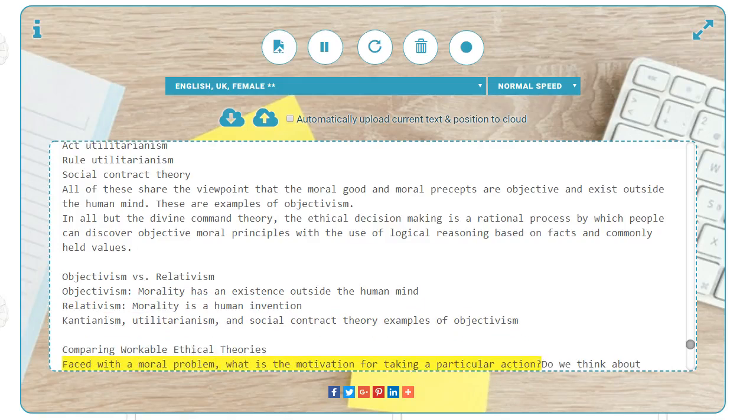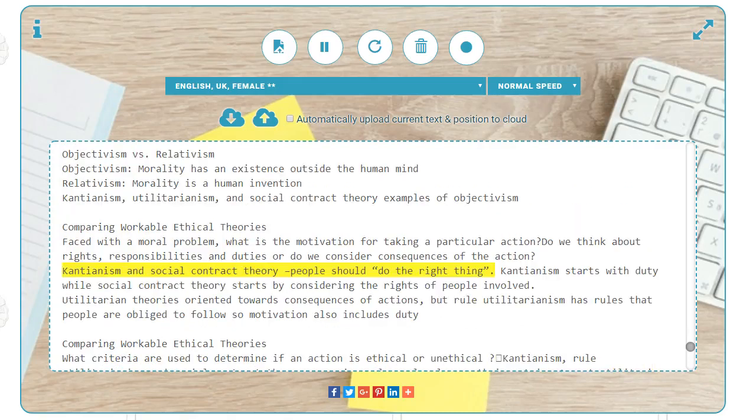Comparing workable ethical theories. Faced with a moral problem, what is the motivation for taking a particular action? Do we think about rights, responsibilities and duties, or do we consider the consequences of the action? Kantianism and social contract theory: people should do the right thing. Kantianism starts with duty, while social contract theory starts by considering the rights of the people involved. Utilitarian theories are oriented towards the consequences of actions, but rule utilitarianism has rules that people are obliged to follow, so motivation also includes duty.